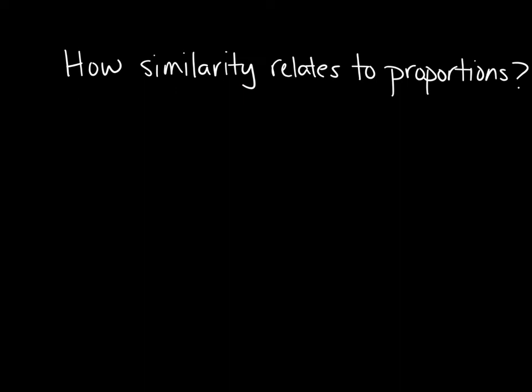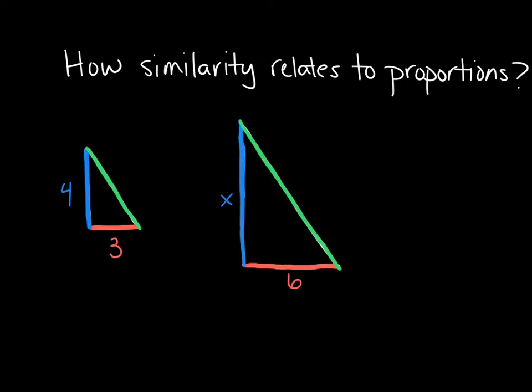Here is how similarity relates to proportions. I can use proportions to find missing side lengths of similar figures. So if I know that I have these corresponding sides that are color-coded, right, 4 corresponding to x and 3 corresponding to 6, I can set up proportions to solve for x. Here I've compared 4 and 3, the medium side to the shorter side. The same comparison can be made for the other figure, the medium side to the shorter side.